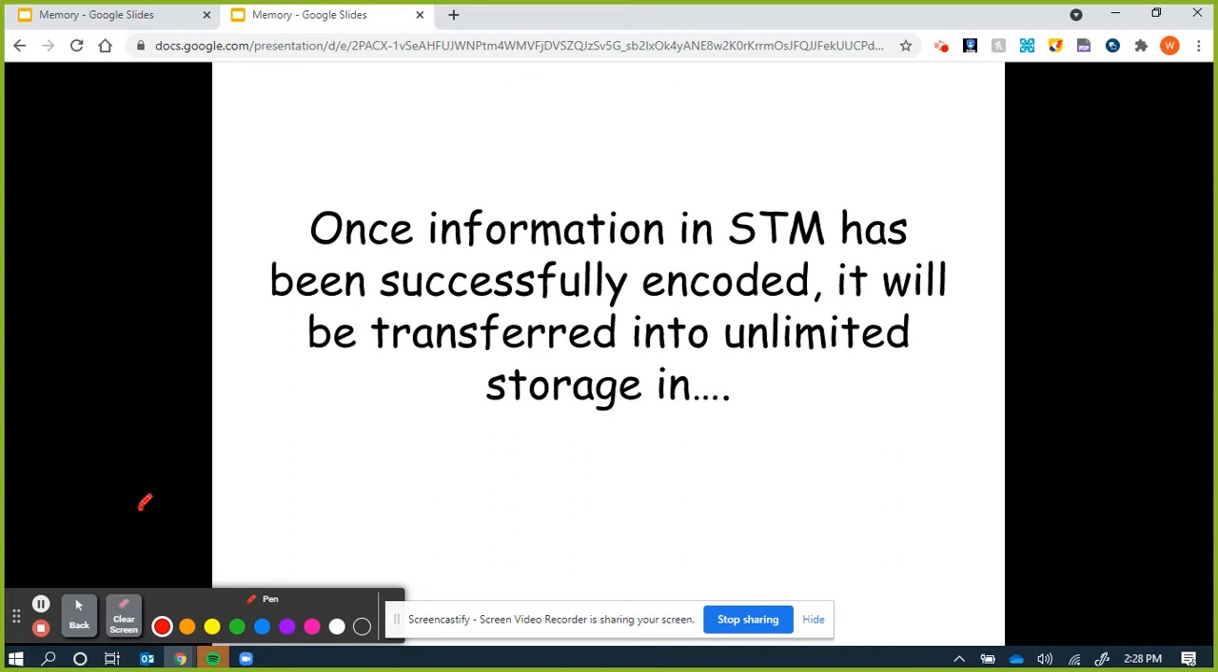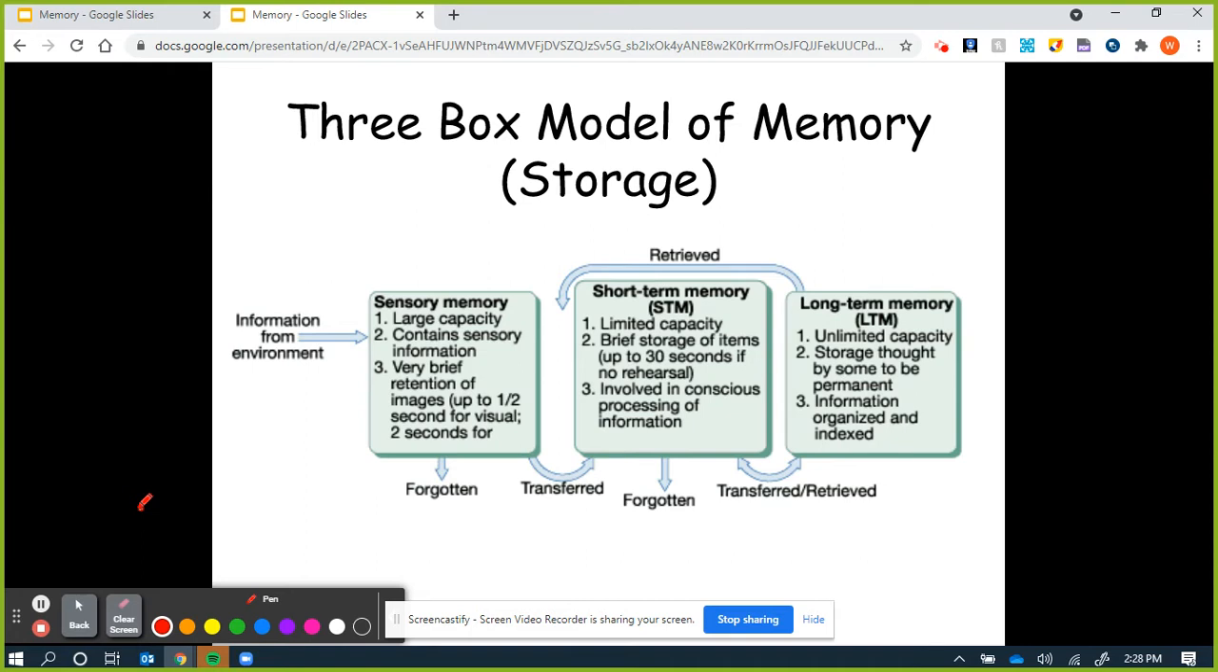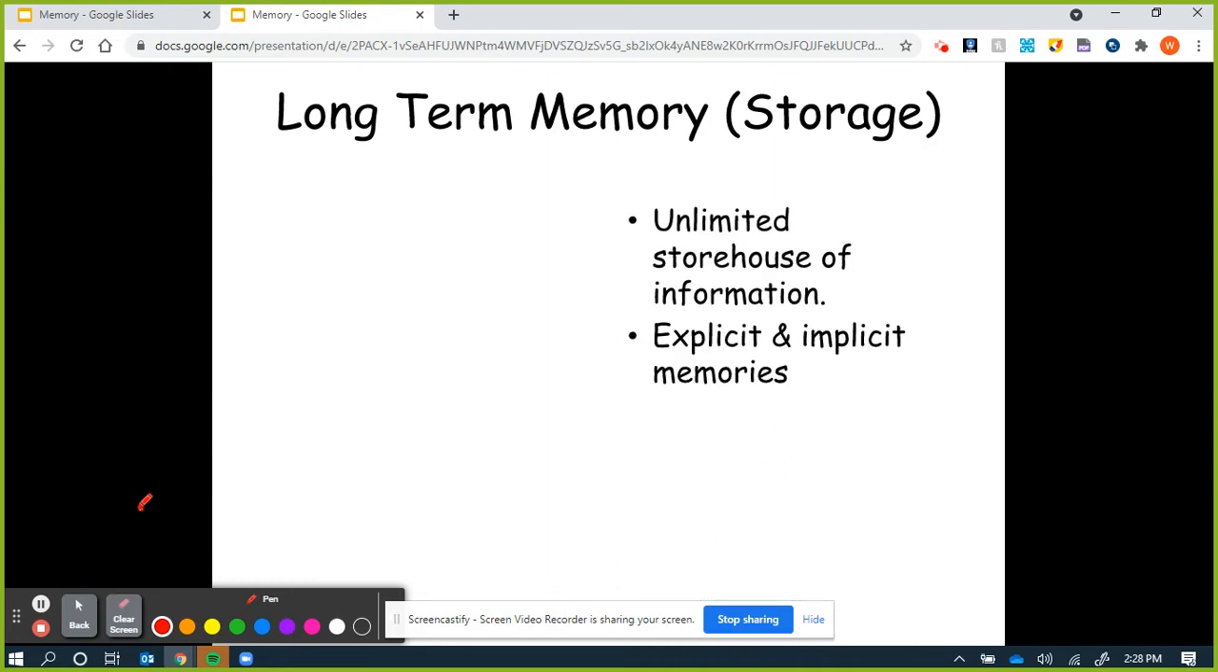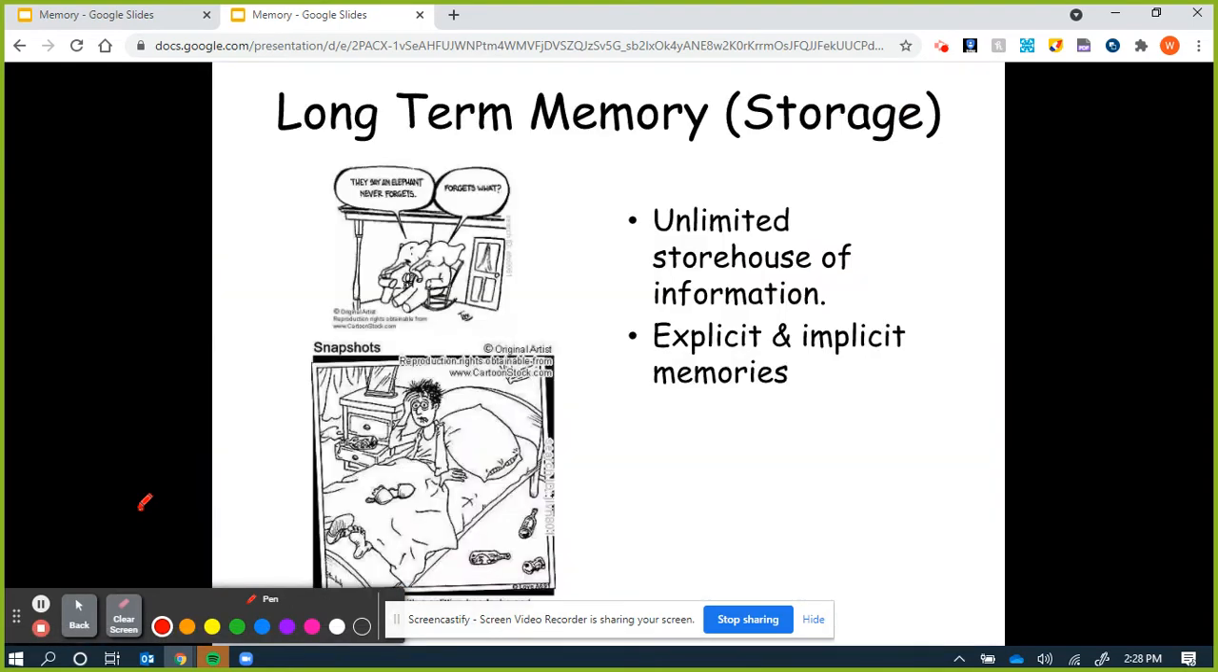Information that has been successfully encoded using either shallow or deep processing, or maintenance or elaborative rehearsal, is then transferred into longer-term storage, what is called long-term memory. Long-term memory, they believe, is unlimited, although that doesn't mean everything that you commit to long-term memory stays in there. And it contains what we talked about earlier that I'll go more in depth on, explicit and implicit memories.